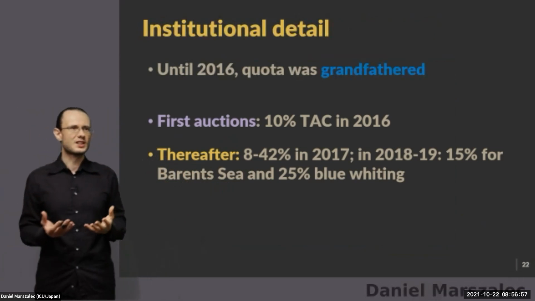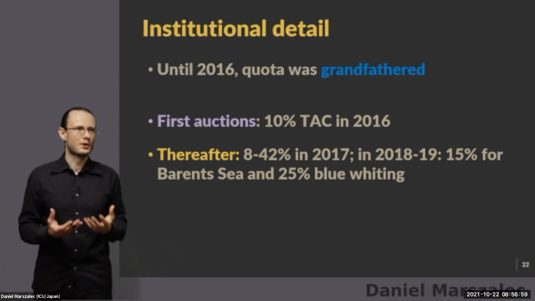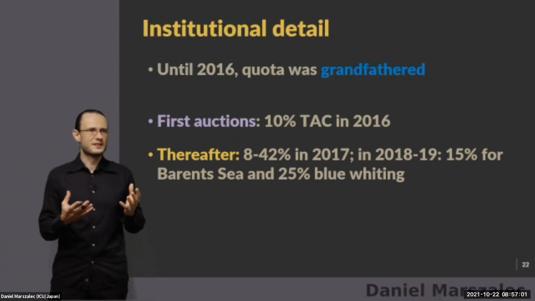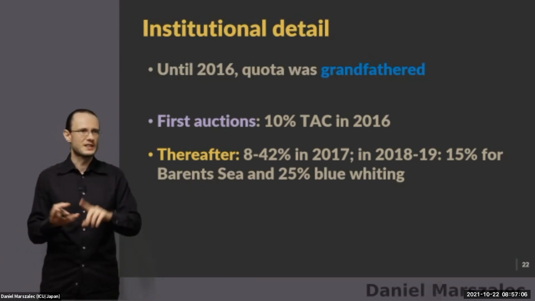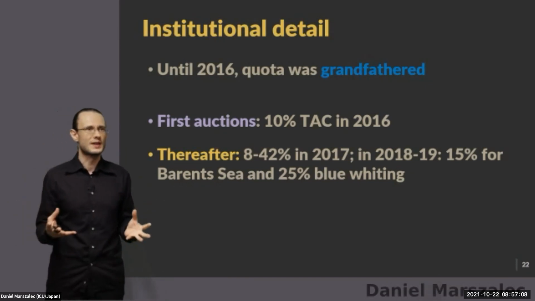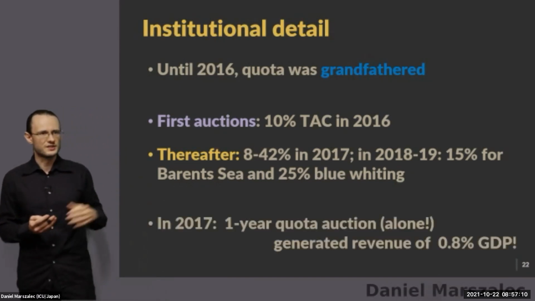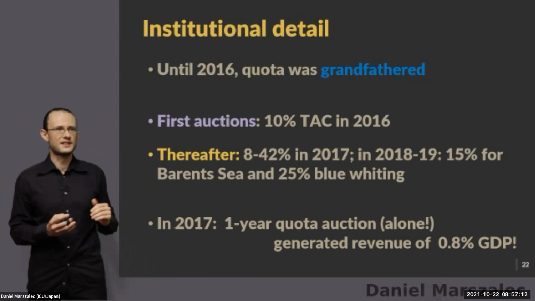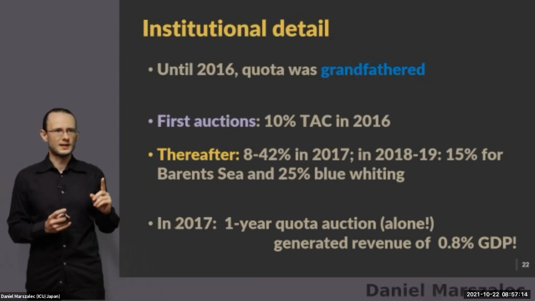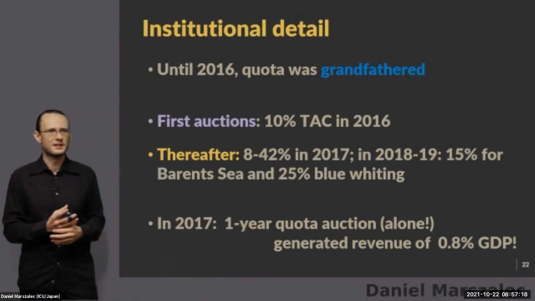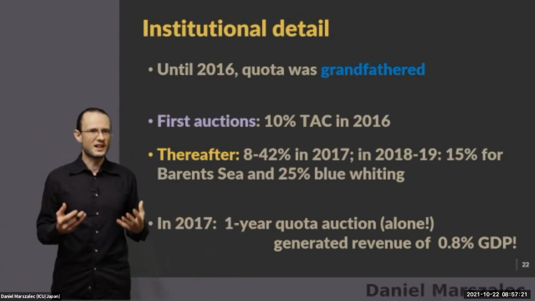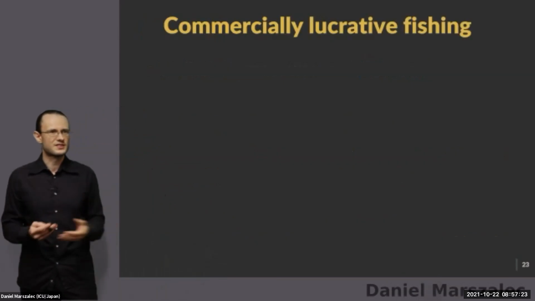And to put this in context, these were quite important auctions. So usually when these auctions were run, it would be quota for 1 year, 3 years, 5 years, and maybe 8 years auctioned together in one cycle of auctions. And in 2017, 1 year quota auctions alone generated almost 1% of national GDP of revenue. So these are really important auctions in this context.